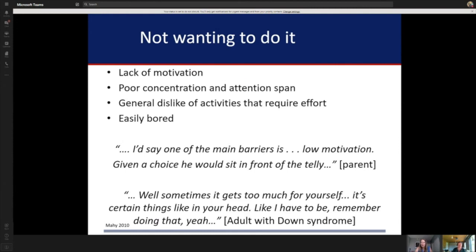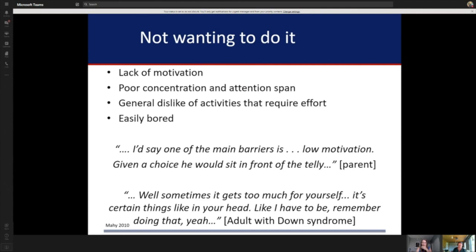Or an adult with Down syndrome themselves says that sometimes it gets too much for yourself. It's certain things like in your head, like I have to remember doing that. So sometimes some activities or situations can be very complicated, and that can result in not being motivated to engage in that situation. And I think as professionals, we're very well aware of always adjusting and adapting activities to the person in front of us, but not everybody in their environment might have that same training and might have those same opportunities to do that. So I think it's something important to point out.